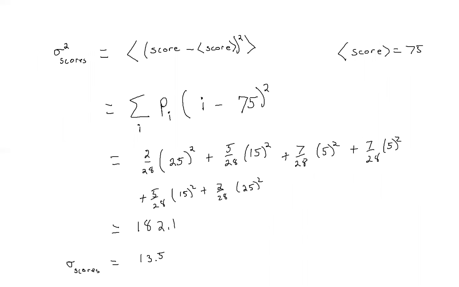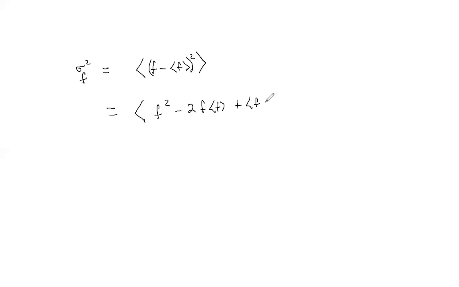An interesting aside is you can show that the following is true. In fact, this could also be taken as the definition of the standard deviation. Sigma squared equals, remember I said it was the average of f minus the average of f quantity squared. Now, you could expand this out and write this as the average of f squared minus 2f times the average of f plus the average of f squared.